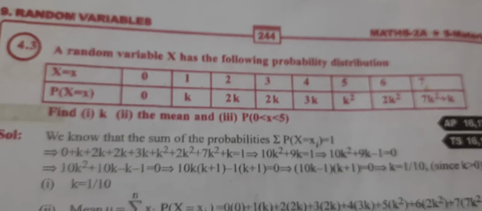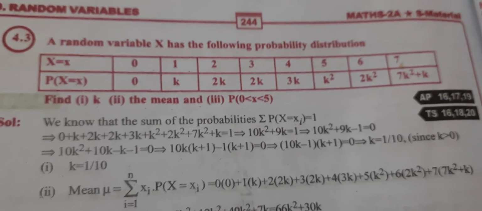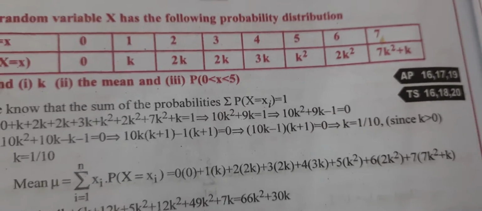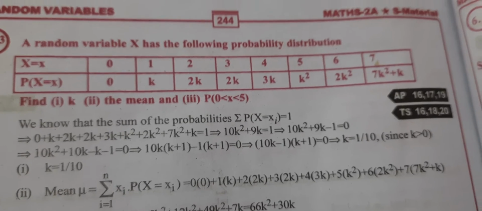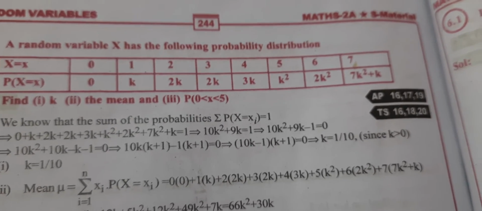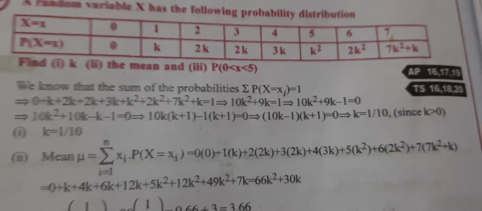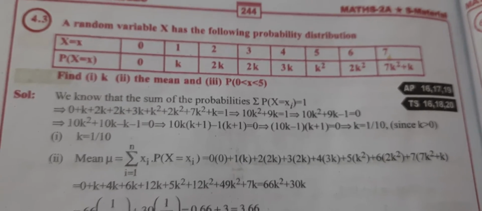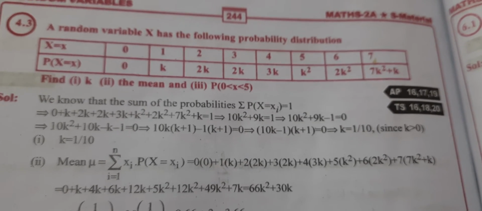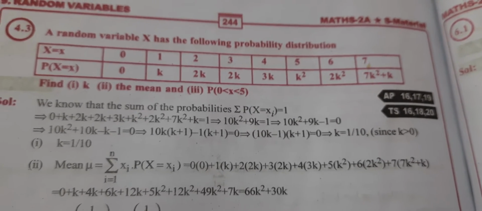A random variable X has the following distribution: X takes the values 0, 1, 2, 3, 4, 5, 6, 7, with P(X = xi) equal to 0, k, 2k, 2k, 3k, k squared, 2k squared, 7k squared plus k. Find k. Number 1, find k. Second, the mean. And third, P(X lies between 0 to 5).